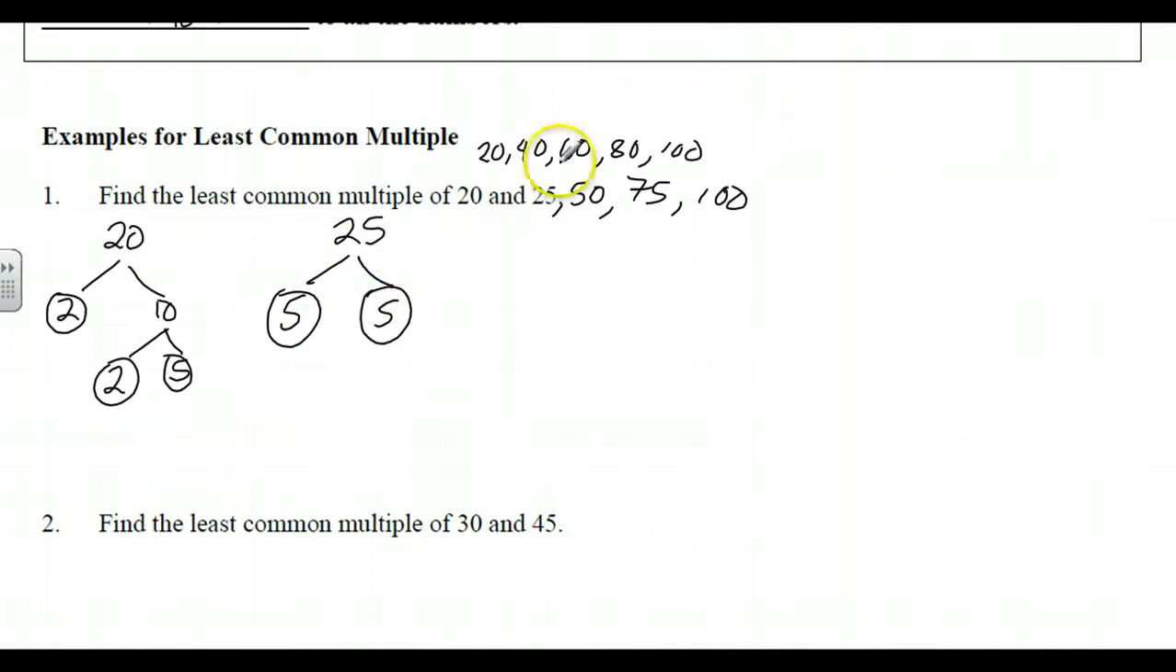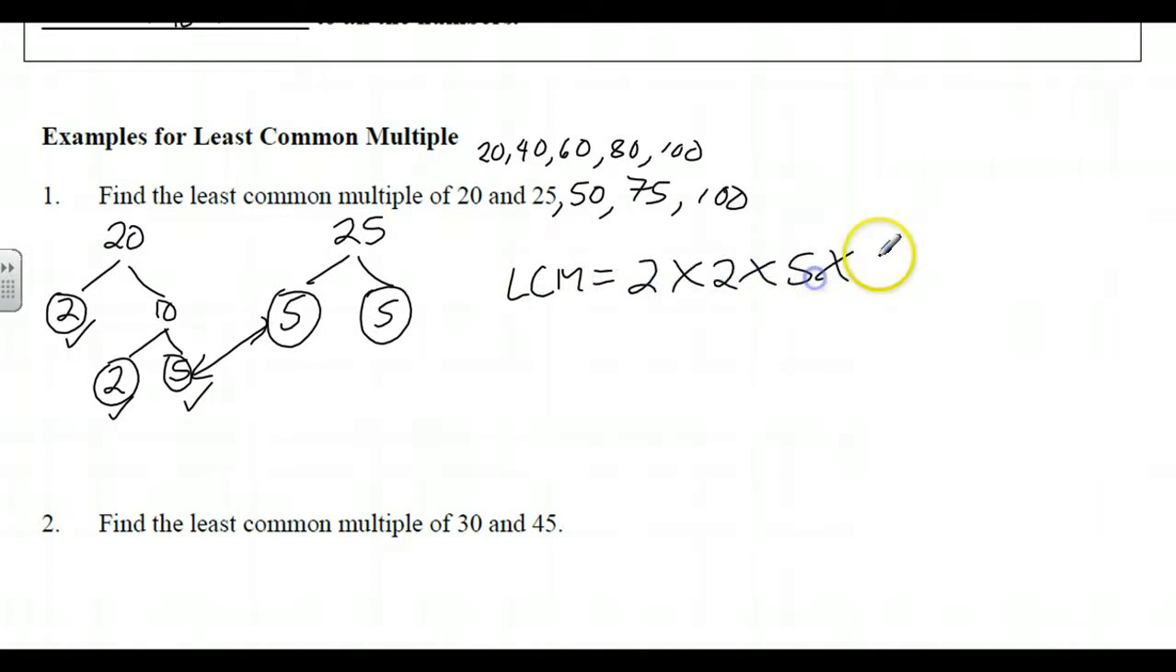So what do we do? We look at this and we say, I need this 2, and I need this 2, and I need this 5, and I've got 2 5s here, so I need one of them. Just think, this one's common to both, so we write our lowest common multiple consists of a 2 times a 2 times a 5 times a 5.